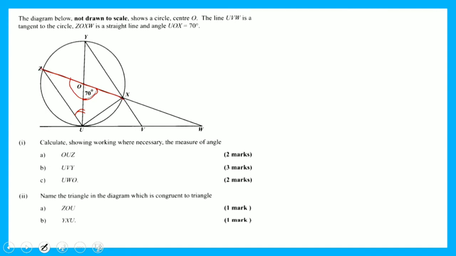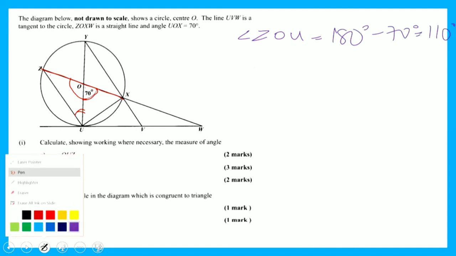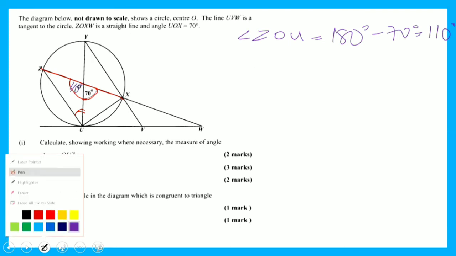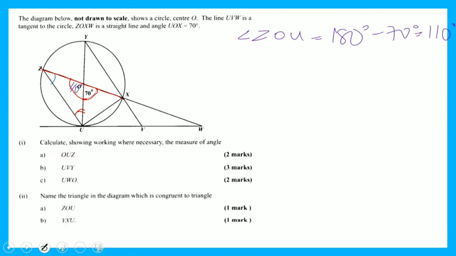All right, so you can say you know that ZOU, that angle that I just marked in red, is going to be 180 degrees minus 70 degrees, which is 110 degrees. So you're like, oh, if right here is 110, then I can easily find any of these two. And that's what they asked me for. They asked me for OUZ, angle OUZ. This is an isosceles triangle, clearly.